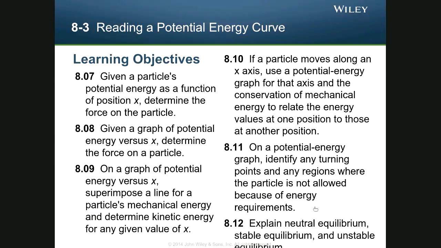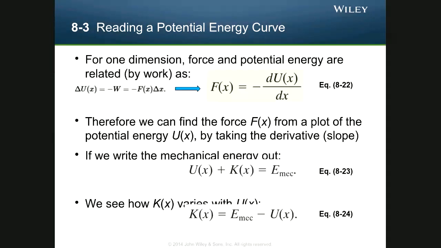Okay. So we want to create these potential energy curves so that we can get a graphical intuition of what's going on. But we first have to see how they're created. So in one dimension, we can relate the force to the potential energy through this derivative here. And you're going to see something similar like this when you do electrodynamics. But if you look here, we can look at our change in potential related to work, right? Equals the minus of the work equals minus f of x delta x.